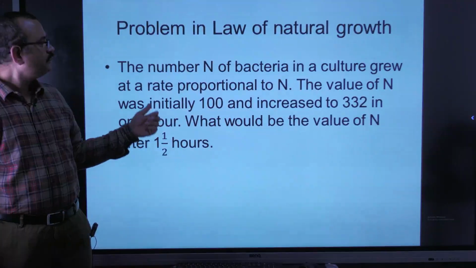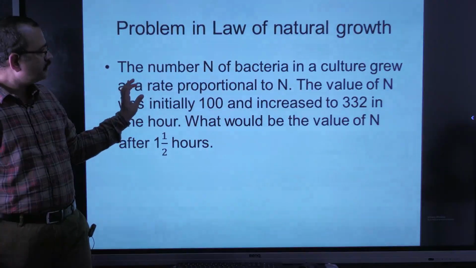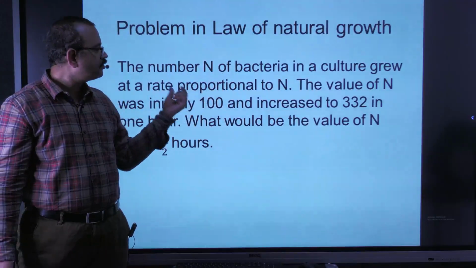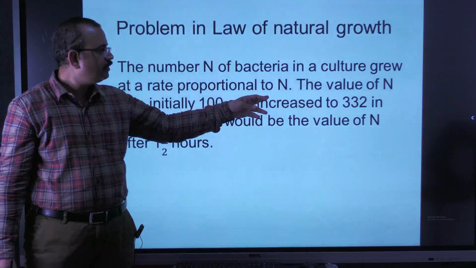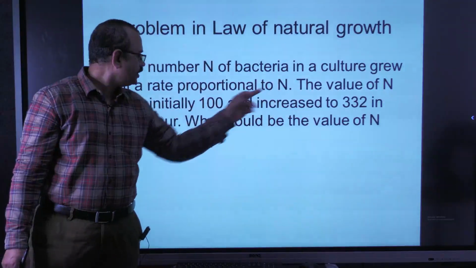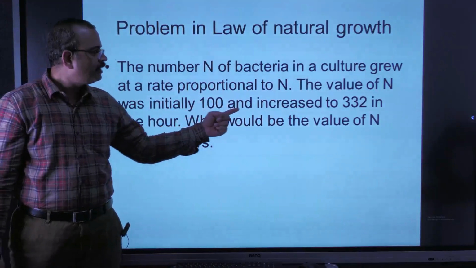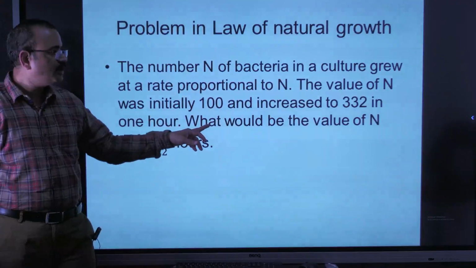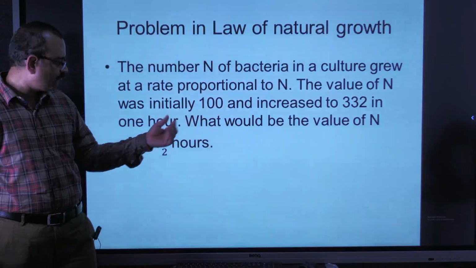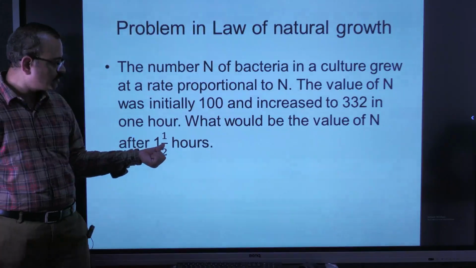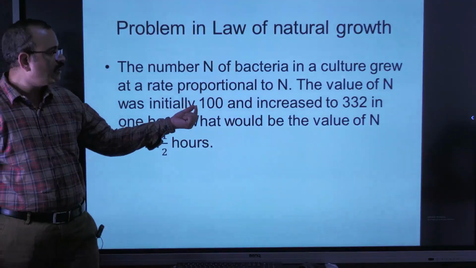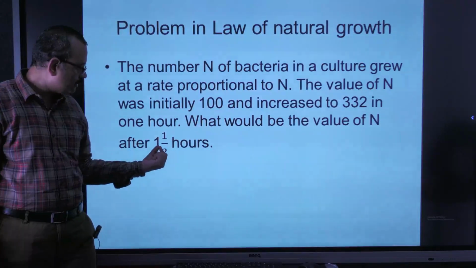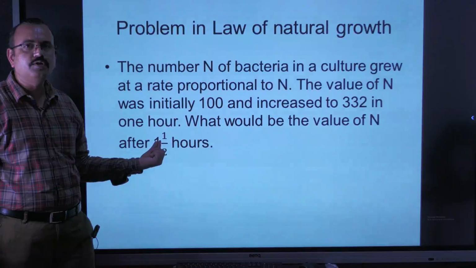The problem is related to bacteria. So bacteria in a culture is growing at a rate proportional to n, and it was given that n was initially 100 and increased to 332 in 1 hour, and we have to find out the value of n, in the sense the number of bacteria after 1.5 hours. So initially 100 and increased to 332 in 1 hour, and we have to calculate how much will be there at the end of 1.5 hours.